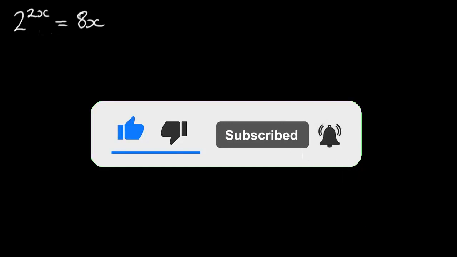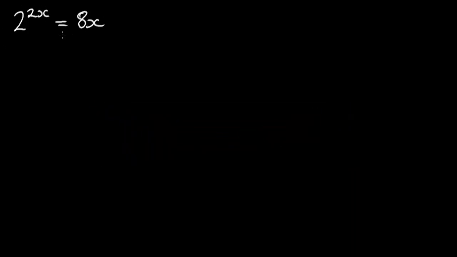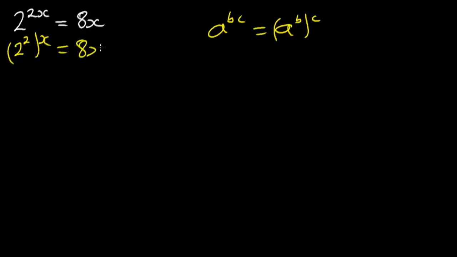Now we want to find x over here. So considering the left hand side, we can rewrite it knowing that when we have a exponent b, c, this is the same as a exponent b all exponent c. So knowing this property, we can rewrite the left hand side as 2 exponent 2 all exponent x is equal to 8 exponent x.